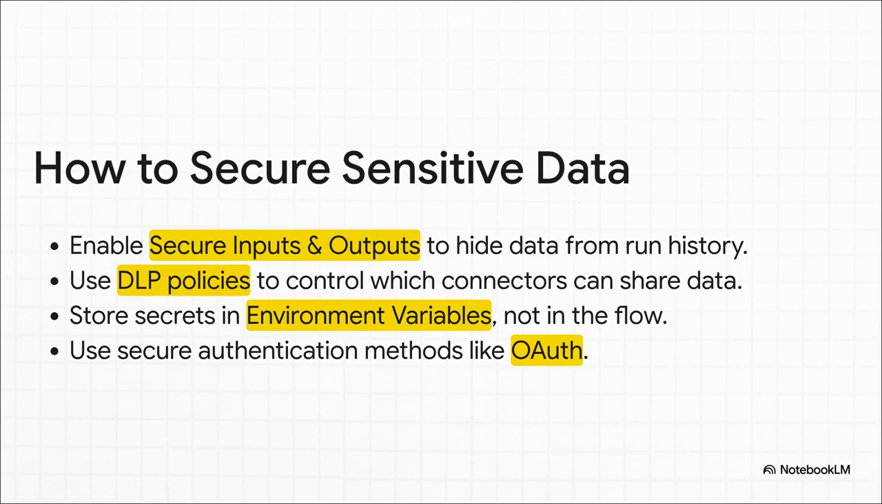Security is just non-negotiable. You can't be putting passwords or secret keys directly into your flow actions. That's a huge no-no. Instead, you can use secure inputs and outputs to hide sensitive data from the flow's run history. You should always use environment variables to store your secrets. And at a higher level, administrators can set up data loss prevention, or DLP policies, to act as guardrails, controlling which services can even talk to each other to prevent data from leaking out.